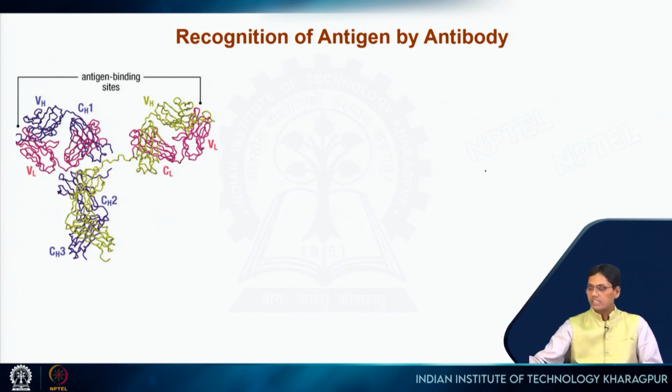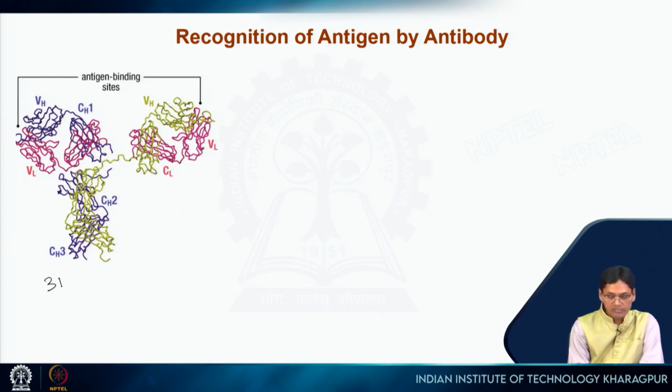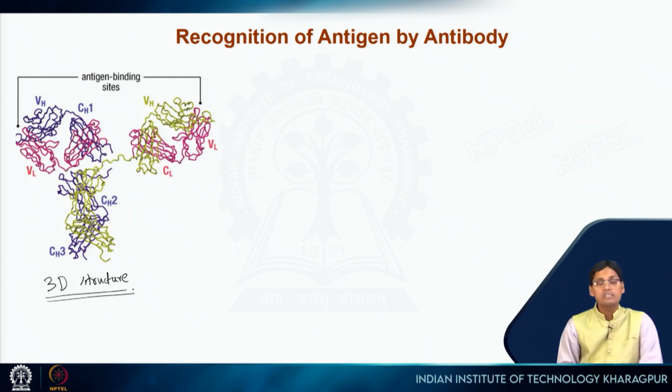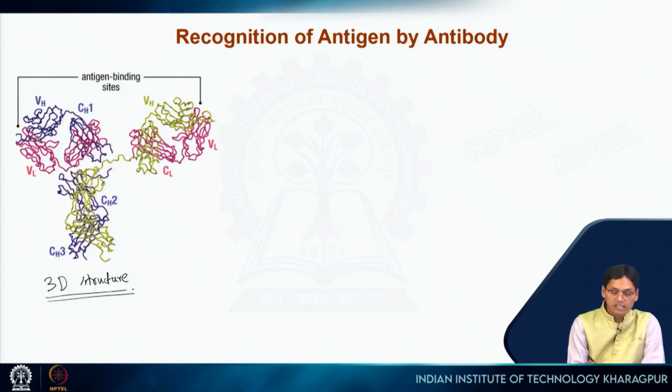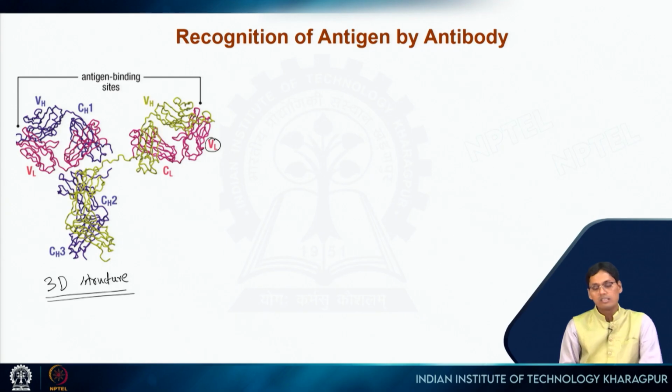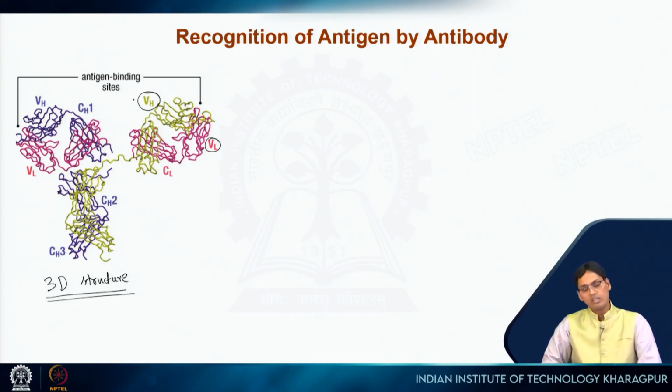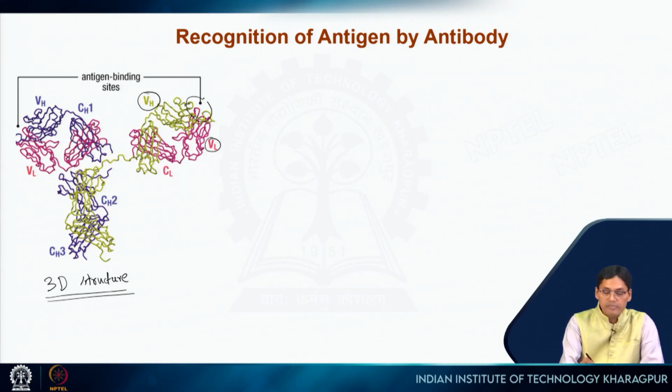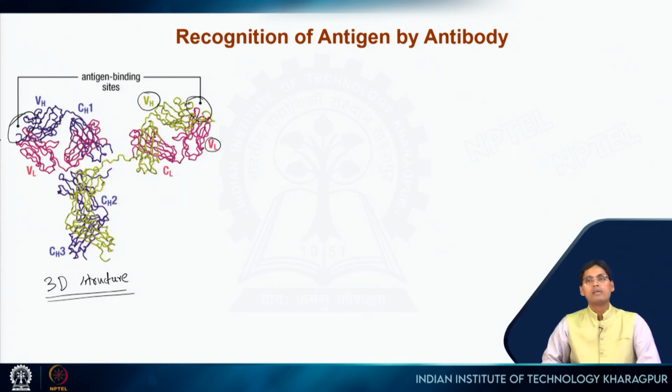In the previous diagram, I mentioned that the immunoglobulin fold is present, but this is the real structure. This is a three-dimensional structure, coming from an X-ray crystallographic structure. As you can see, this is VL, the variable domain of the light chain, and this is VH, the variable domain of the heavy chain. This portion is the antigen binding site. And now the question is how it captures the antigen.